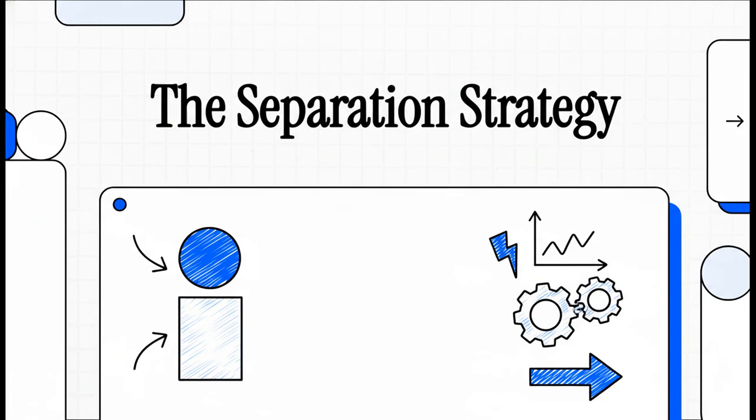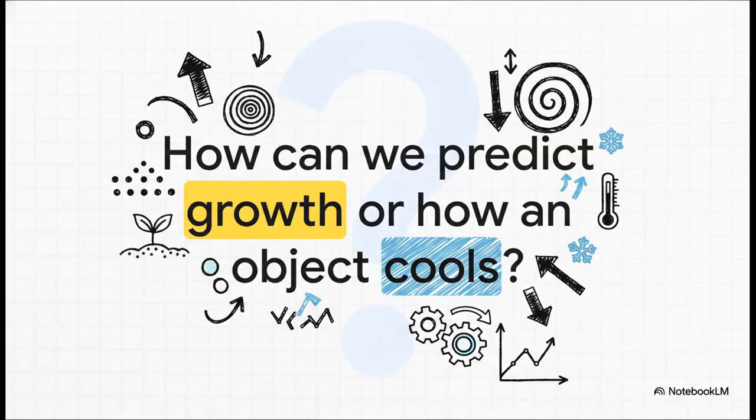All right, let's dive into a really powerful mathematical tool that helps us understand our world. We're talking about the separation strategy, a way to solve the very equations that describe change. So, how can we predict the future?